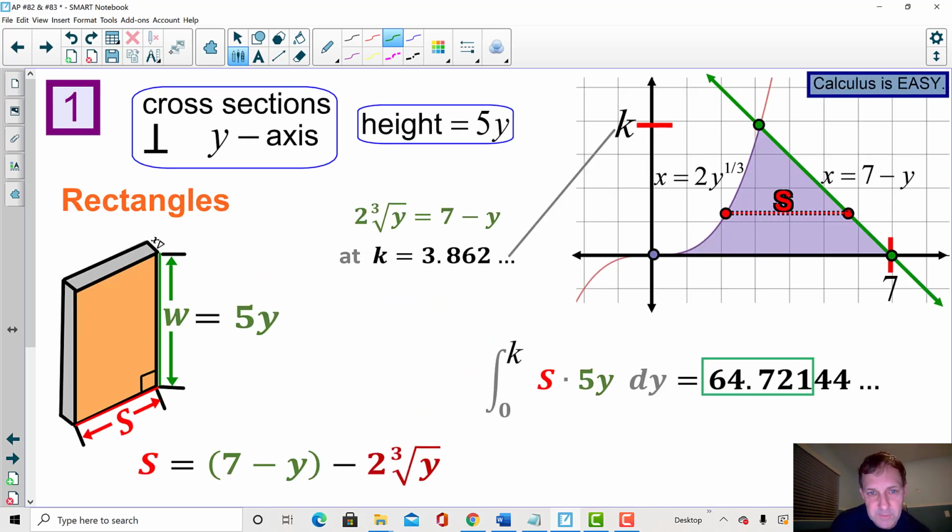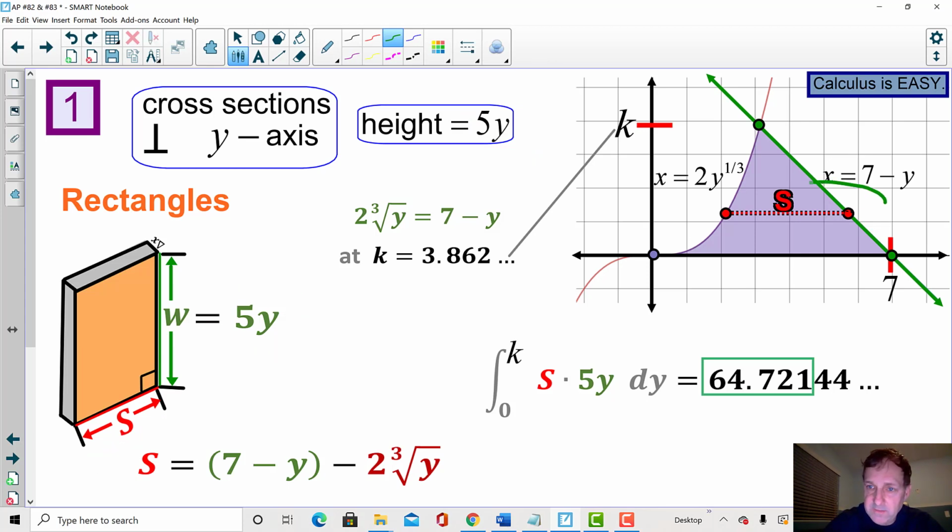Okay, now we're going to look at a few examples. For this example, we're doing rectangles, and the height of each rectangle is going to be 5y. So they just tell you exactly what that is. Telling you that the height is 5y. I put a w, which kind of means the width, but you could call it the width or the height. It's basically the same thing. The other side of our rectangle is just going to be s.